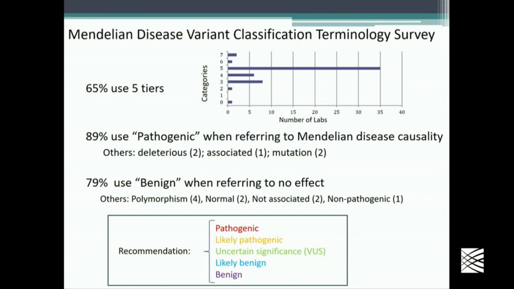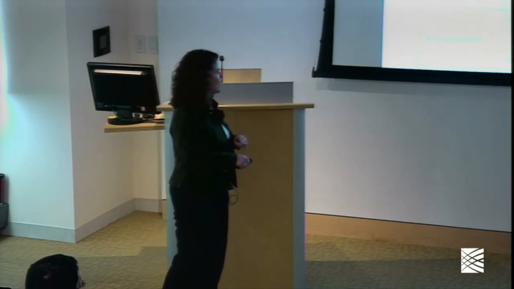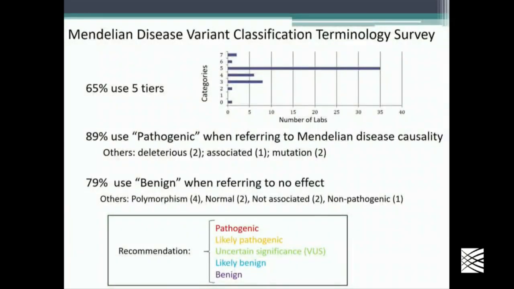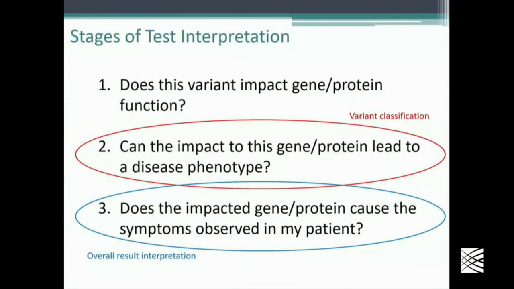So we put out a standard of 5 terms for Mendelian disease variant description of pathogenicity: pathogenic, likely pathogenic, uncertain significance, likely benign, and benign. And now largely the entire field has adopted these in the last year.